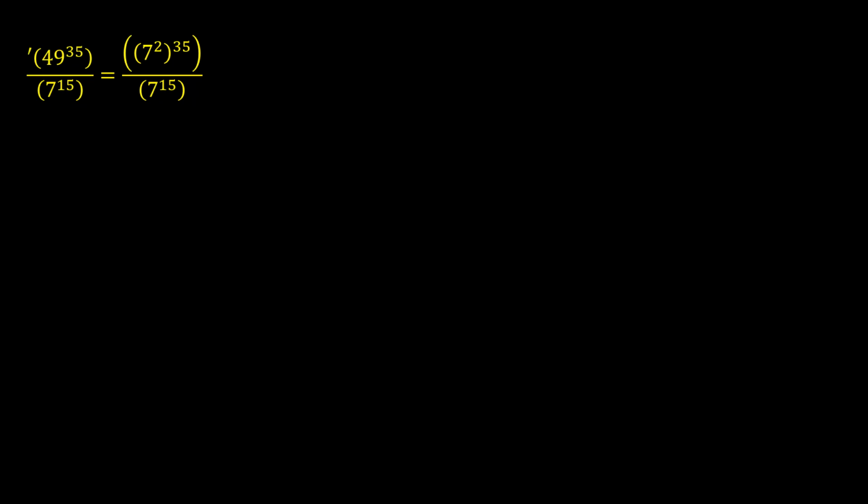First, express 49 as 7 squared. So we have 7 squared to the power of 35 divided by 7 to the power of 15. Next, apply the power of a power rule, multiplying the exponents of 7, resulting in 7 to the power of 2 times 35 divided by 7 to the power of 15.